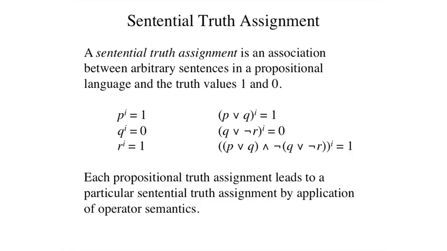A sentential truth assignment, as opposed to a propositional assignment, is an association between arbitrary sentences in a propositional language and the truth values 1 and 0. Unlike propositional truth assignments, sentential truth assignments are not arbitrary. Given a truth assignment for the proposition constants of a language, the semantics of logic fixes the truth assignment for all compound sentences in that language. Viewed another way, we can extend any propositional truth assignment to a sentential truth assignment by using the semantics of the logical operators in our sentences.